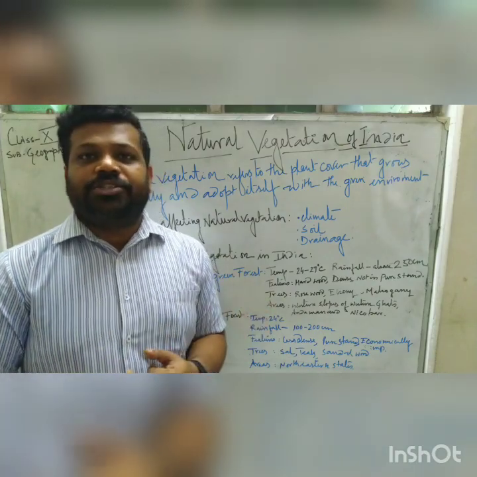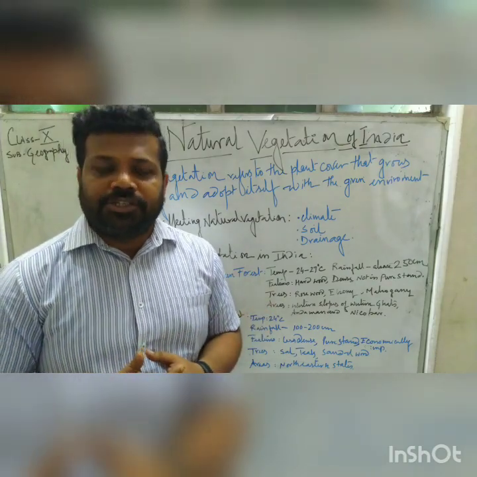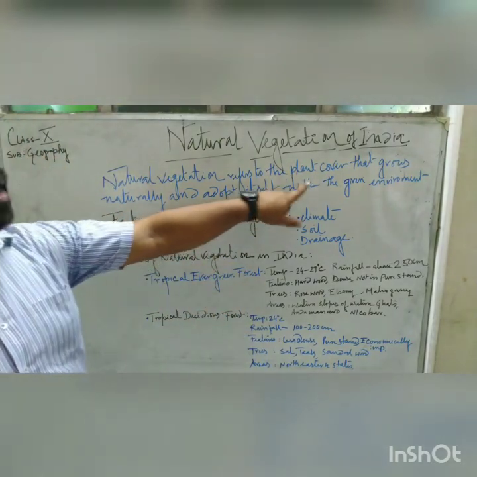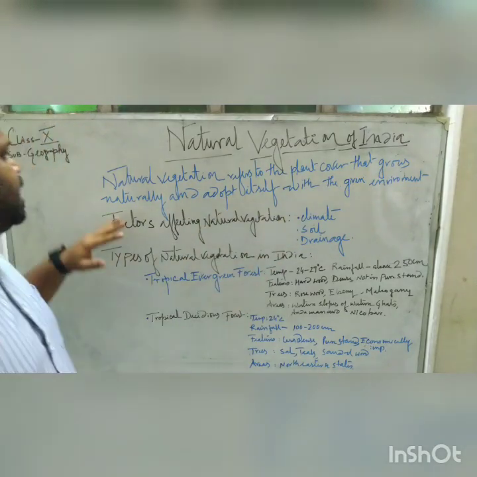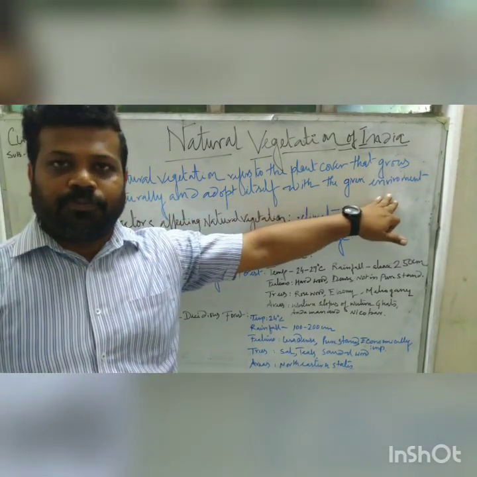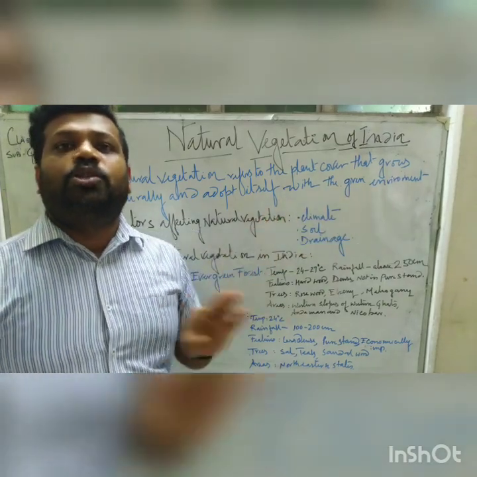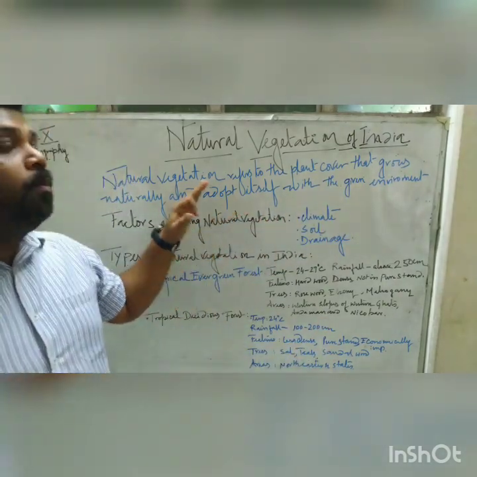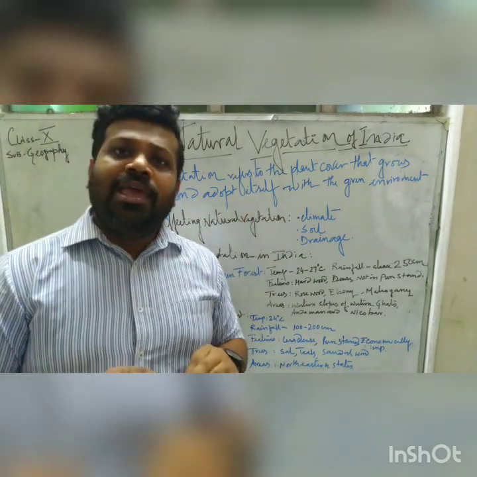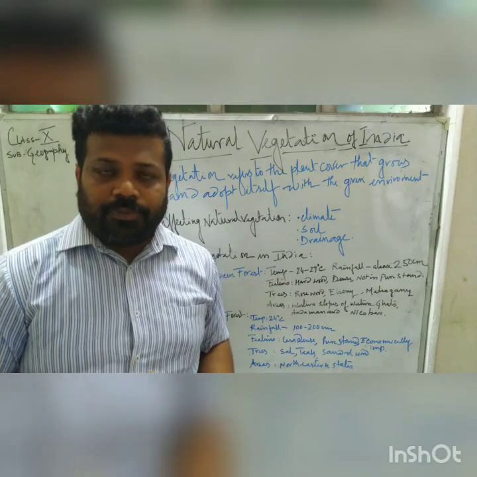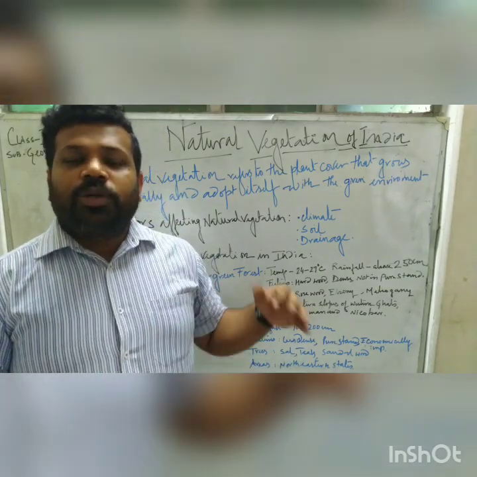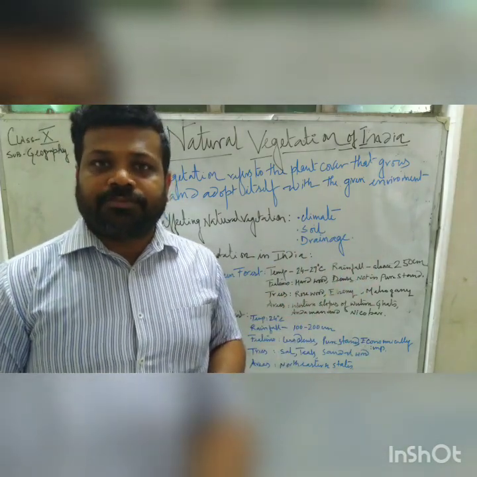Now why are we calling it natural vegetation? See, as I have written, natural vegetation refers to the plant cover that grows naturally and adapts itself to a given environment. It means there is no human interference in the growing of that vegetation. Those plants are growing naturally in a particular area. Suppose cactus is grown in the desert. So it is a natural vegetation of that area.